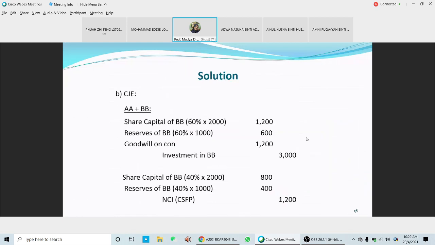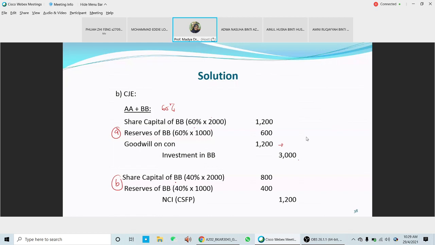Now the journal entries here. The first journal entry, we're going to provide the journal entry for the combination of A and B. A has 60% in B, so 60% times 2. The 2 million here is share capital, and then 1 million is for revaluation reserve, and then we're going to have a goodwill of 1.2. So the parent still has a goodwill. All that 1.2 is to the parent, with credit to investment.